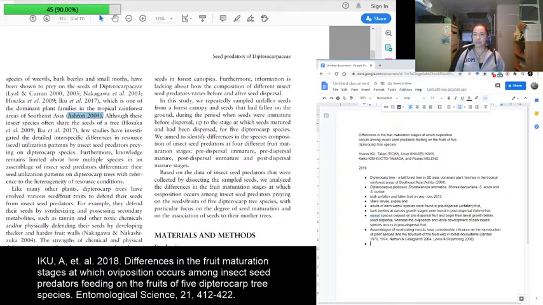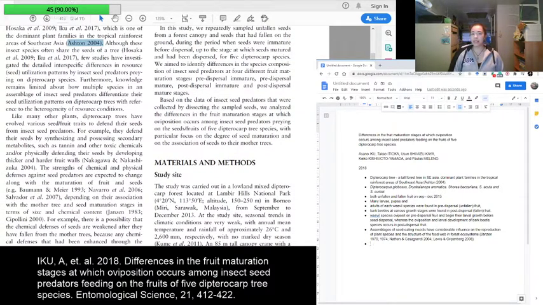Although these insect species often share the seeds of a tree, few studies have investigated the detailed interspecific differences in resource utilization patterns, the seeds being the resource in this case, by insect seed predators preying upon dipterocarp species. Furthermore, knowledge remains limited about how multiple species in an assemblage of insect seed predators differentiate their seed utilization patterns of dipterocarp trees with reference to the heterogeneity of resource conditions. So looking at the differences in resources might change how the insects actually use the resource, which is the seeds.